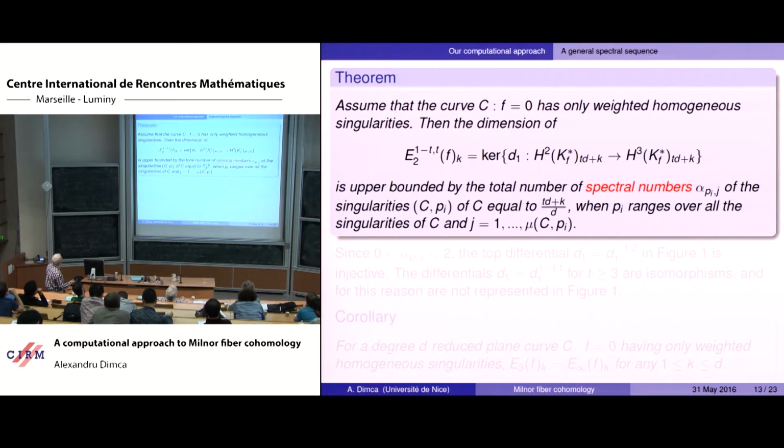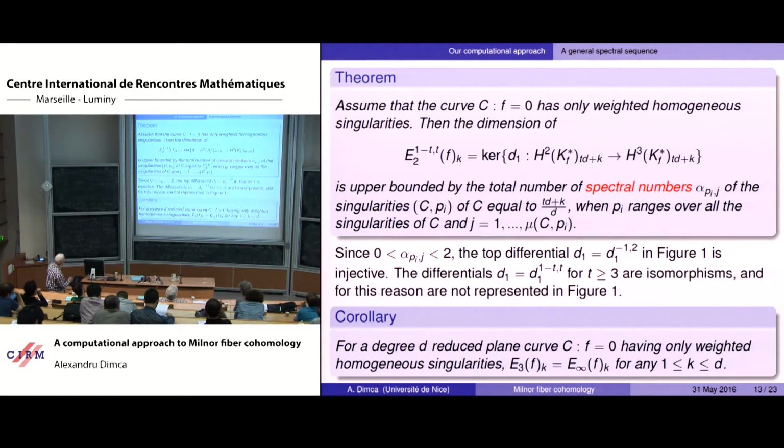I will say a few words on what these spectral numbers are. The idea is that these spectral numbers are always strictly between 0 and 2. And so the top differential in that figure is injective, and all the differentials which are above and which are not drawn are isomorphisms, and that's why they are not represented: when I pass to H2, when I take kernels and cokernels, I get 0. So they do not contribute.